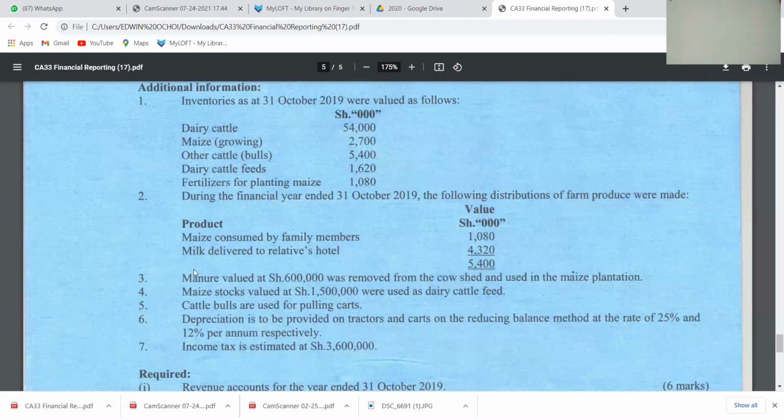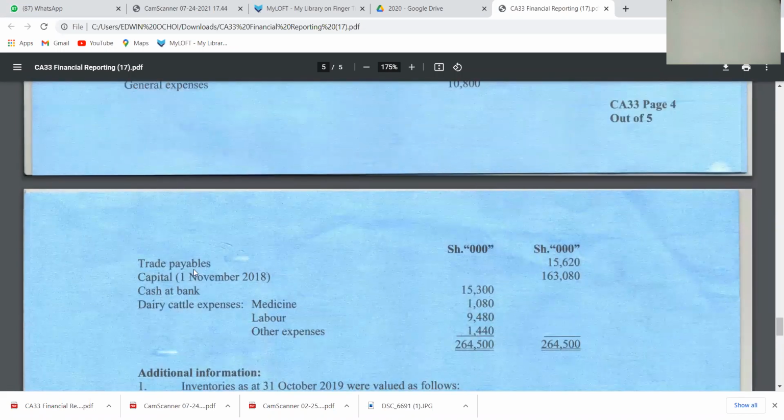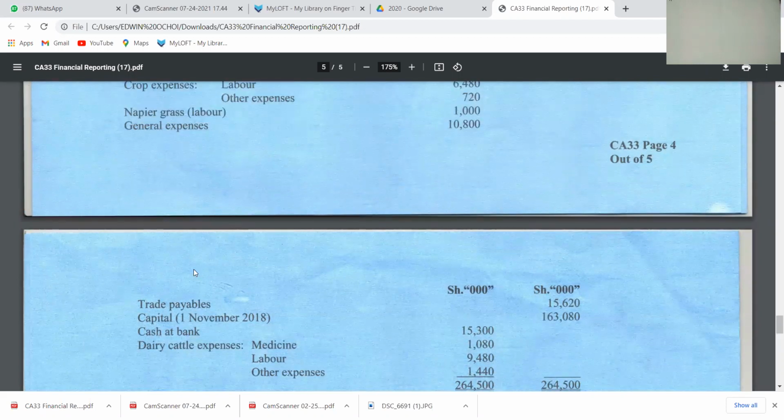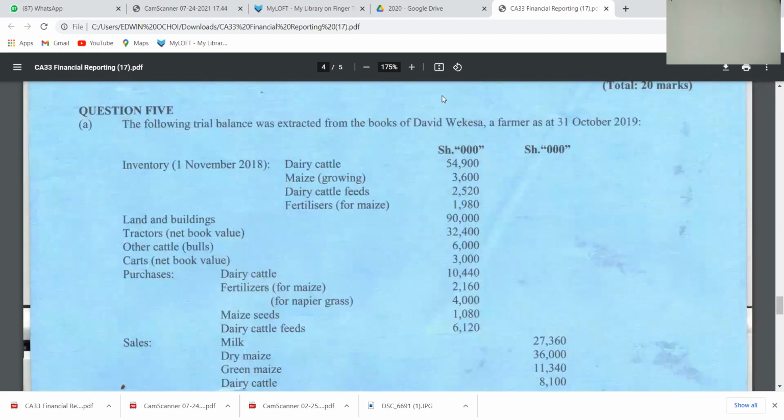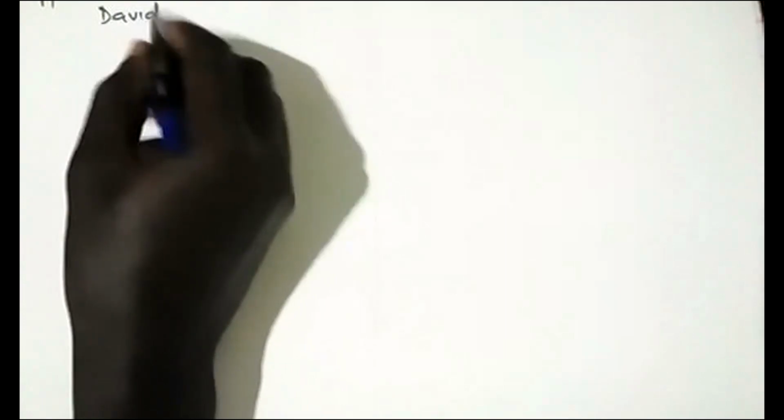So we can start with the relevant revenue accounts. So which I've said we have two revenue accounts. We have the crop revenue account. Then we have the livestock revenue account. Because this is what Wekesa was dealing with. So I will come here and say David Wekesa. So I will start with the crop revenue account.